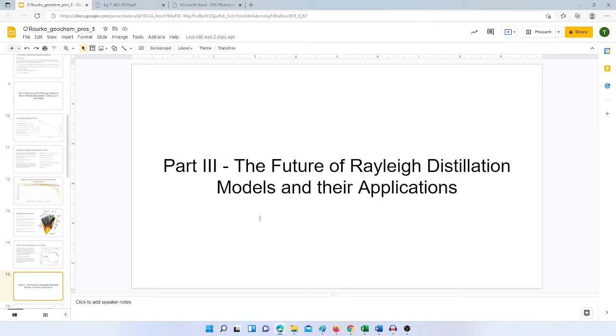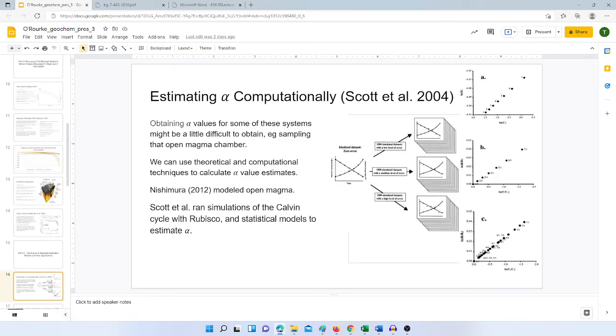So let's talk now about some interesting applications of Rayleigh and where we can go from here. Obviously, there are so many things that can be done here, but I've just cut it down to things I've personally found interesting, just for the sake of time. So we can estimate alpha computationally, because you'd imagine it might be hard to sample those magma chambers to calculate those fractionation rates.